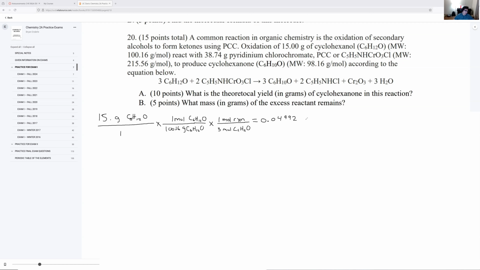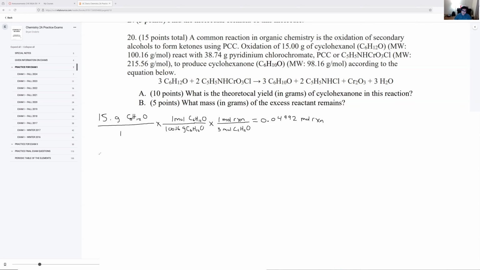And if you don't, then you're making a mistake, because just having more of something doesn't mean it's not limiting. Just like I said with the eggs and the flour, right? 3 eggs versus 2 cups of flour. When you need 2 eggs and 1 cup of flour, the eggs are still limiting, even though you have more. So this is the moles of reaction that you get from cyclohexanol.